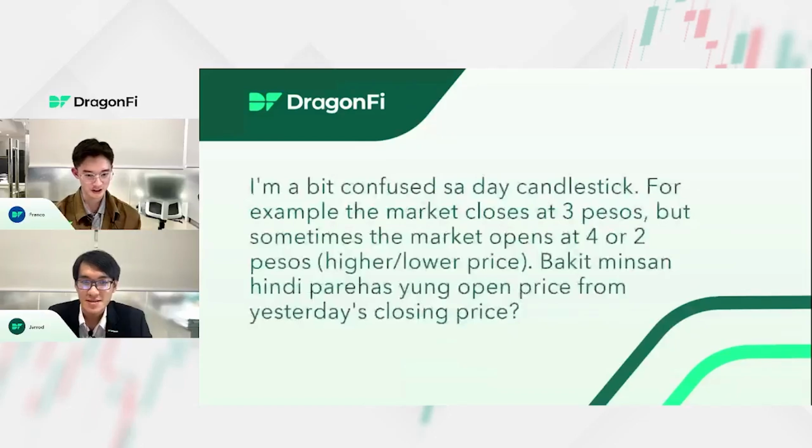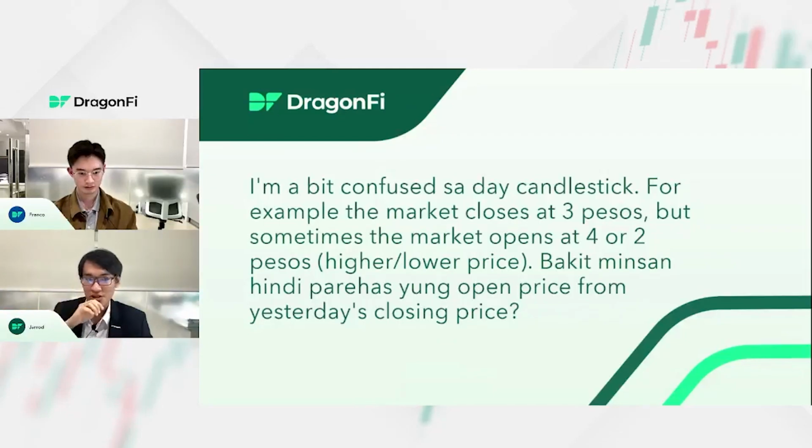I'm a bit confused sa day candlestick. For example, the market closes at 3 pesos, but sometimes the market opens at 4 or 2 pesos, higher or lower. Bakit minsan hindi parehas yung open price from yesterday's closing price? Okay, because sometimes the price gaps up eh. So example, the previous day the stock closed at 3 pesos, okay? Then somehow parang it will gap up to 5 pesos. Then it will close at 4 pesos.